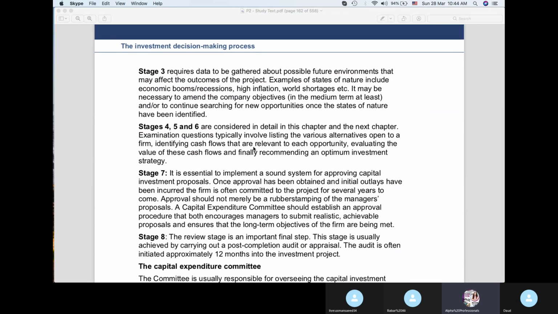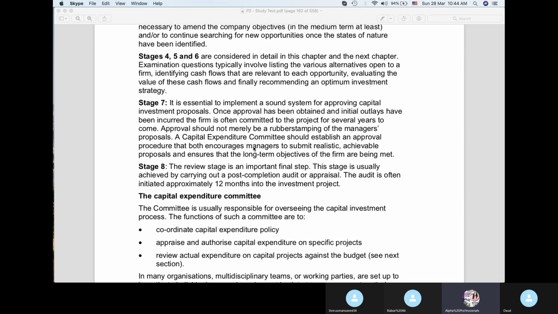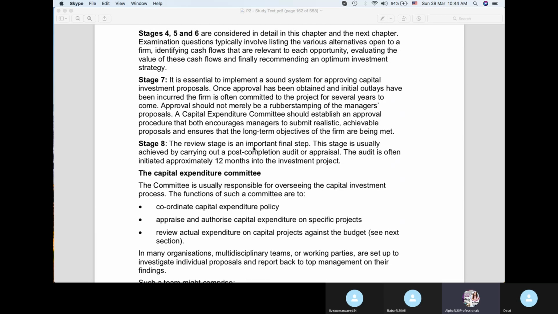Stage three requires the data to be gathered. I have already explained that to you. Four, five, and six are considered in detail in this chapter and the next chapter. That would be listing the possible outcomes and measuring the payoffs. That's about NPV and IRR. We would be studying in more detail those techniques and the things which are involved in all three steps.